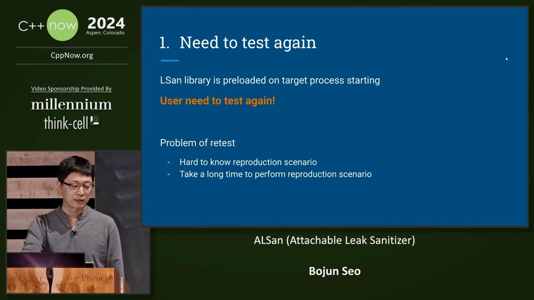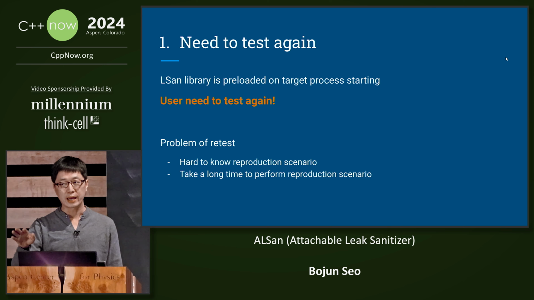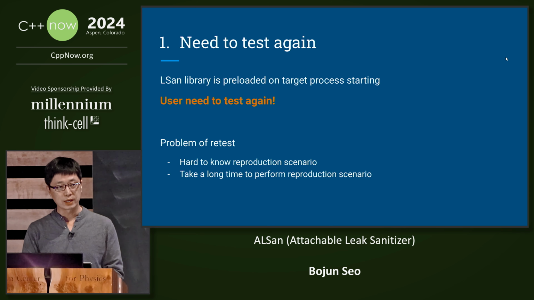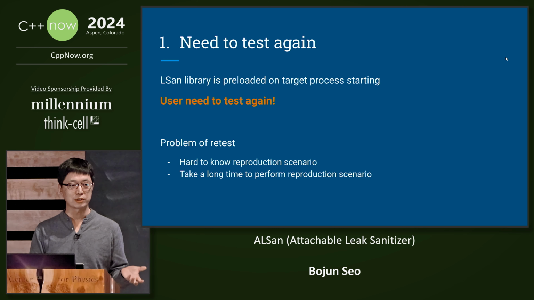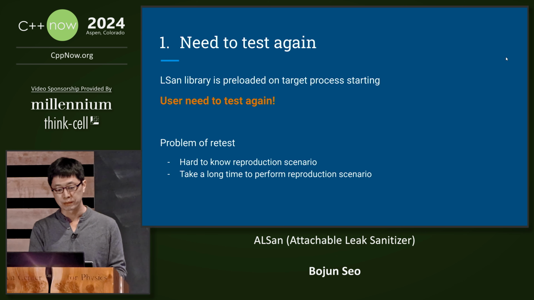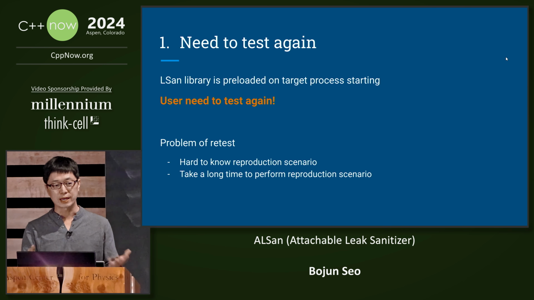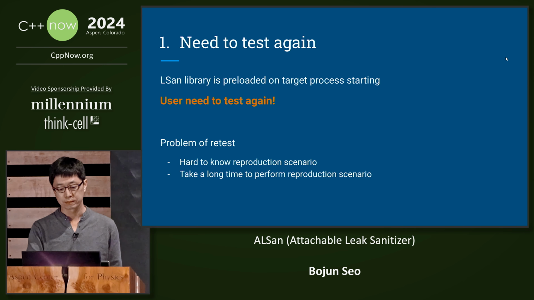The problem is that if you want to test again, you need to know the scenario and you have to perform that scenario again, and both of them are not easy in some cases. For example, with a field issue, it's almost impossible to get the scenario. And even for a test issue, it could take a very long time.